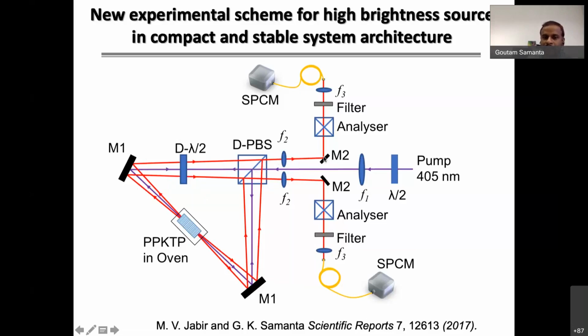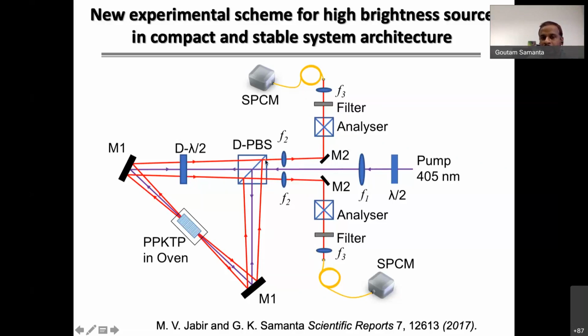Now the quantumness is coming because here we don't know which of the pump photons is producing this SPDC pair, whether it's a clockwise photon or an anti-clockwise photon. That we don't know, and that we cannot predict. So this ambiguity is giving the quantumness, or entanglement, in this case.